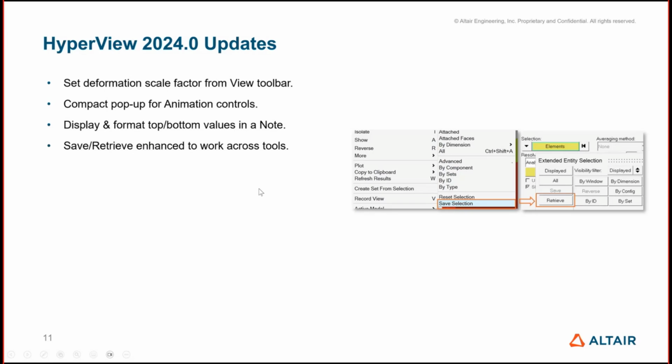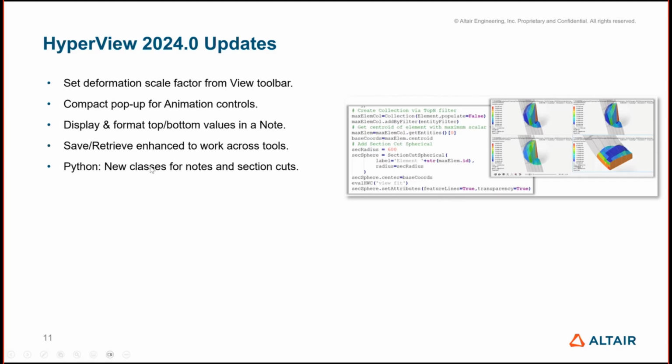And then let me mention a few more enhancements. I think there will be more detailed, separate webinars to cover each of these, so you may want to watch out for those. First thing I want to mention is on the Python automation side, we have been continuing to enhance it release after release. So in this release, we have added new classes for nodes and section cuts. So more automation is now possible using Python APIs.